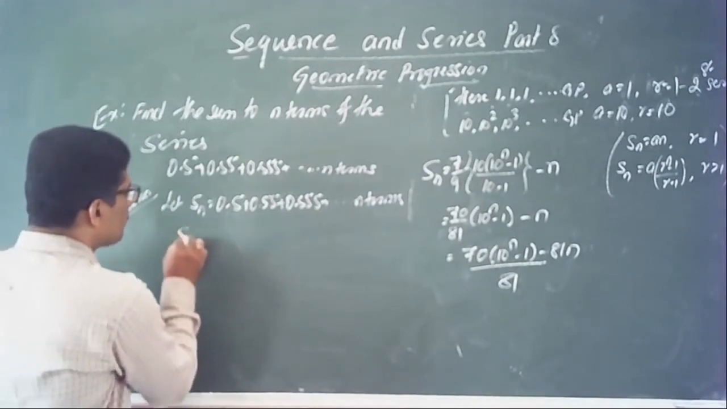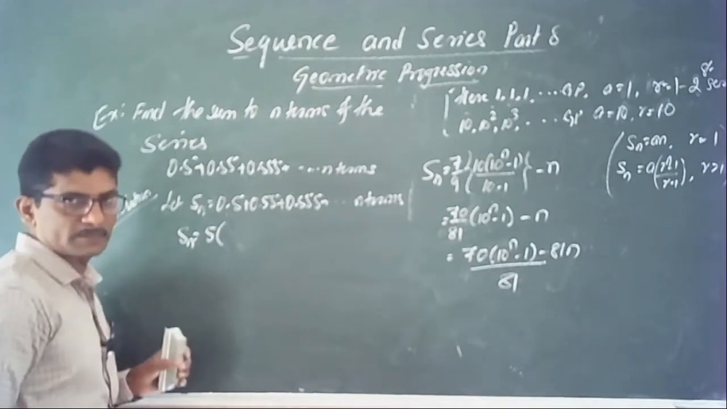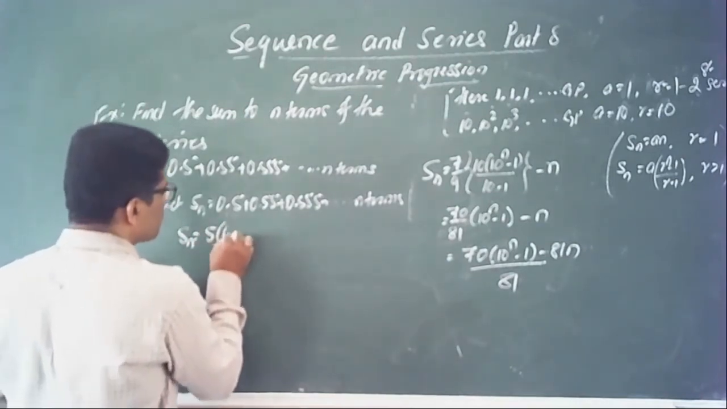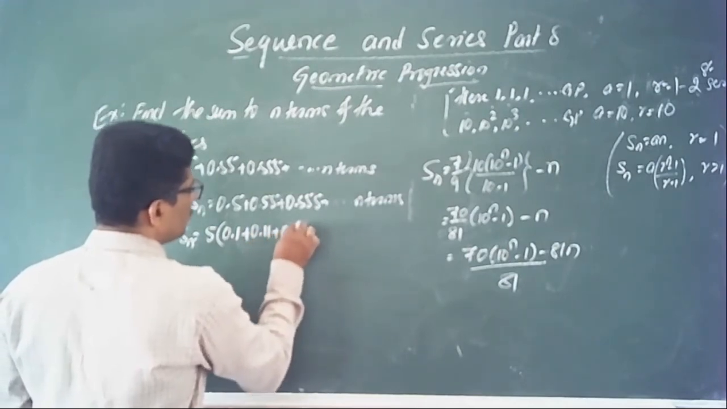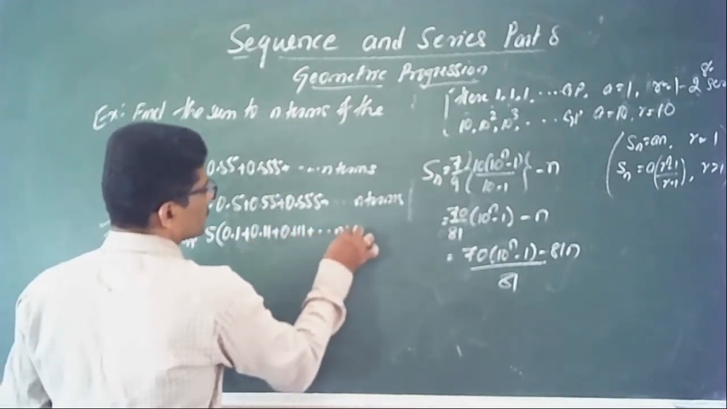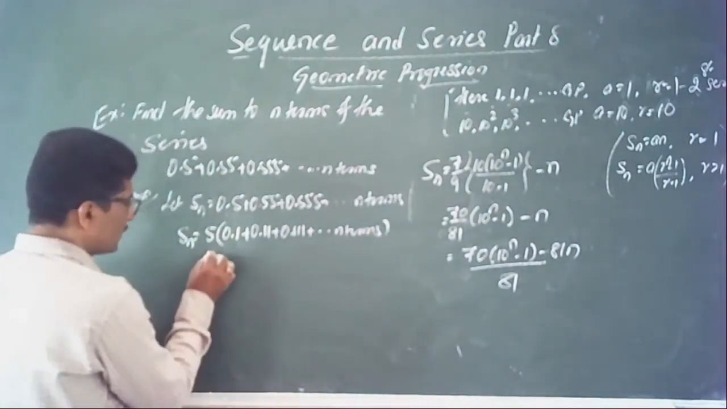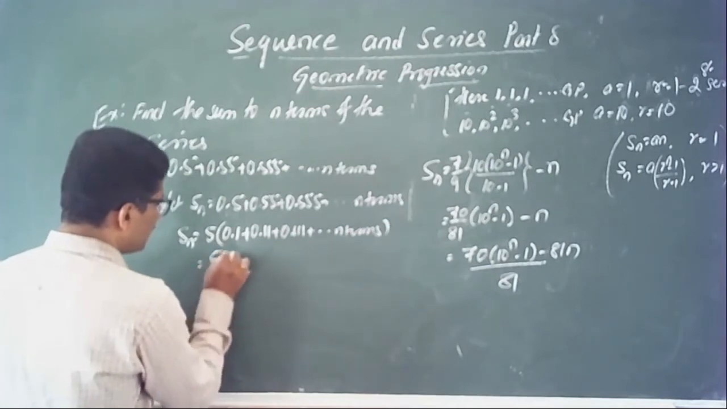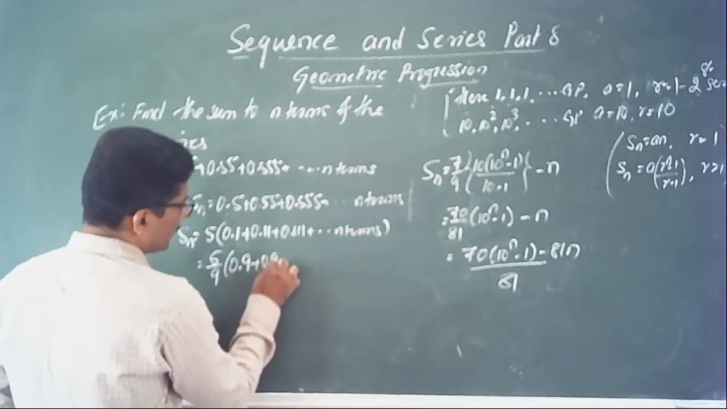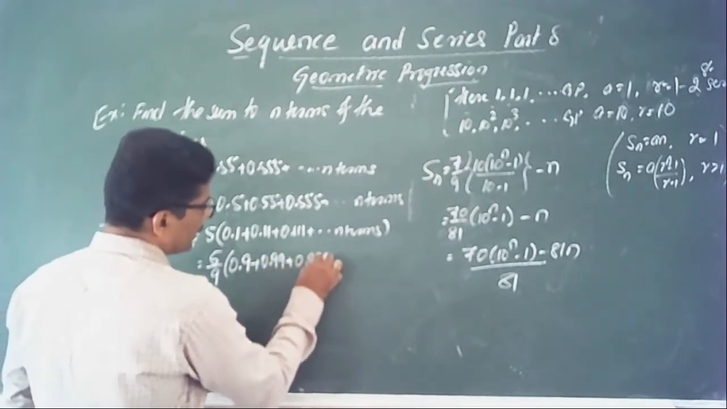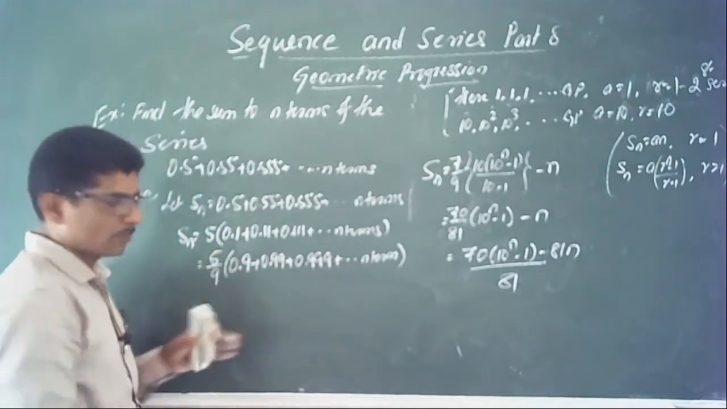0.5 plus 0.55 plus 0.555 up to n terms. Here also the same method: Sn is equal to, taking 5 as the common term. First take 5 common, which gives 0.1 plus 0.11 plus 0.111 up to n terms. Is it clear? Next multiply and divide by 9: 5 divided by 9 into the same method, 0.9 plus 0.99 plus 0.999 up to n terms. We go on writing with the same method.